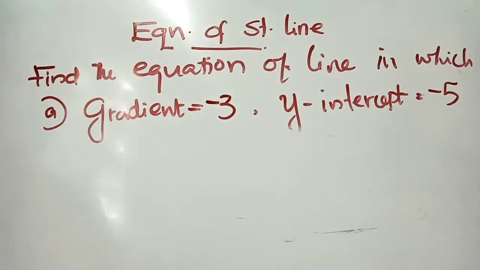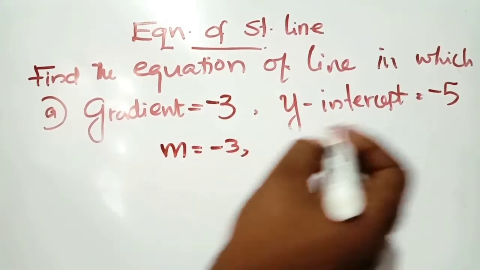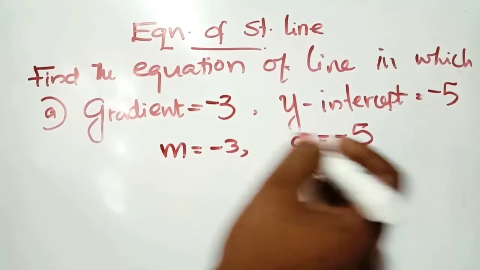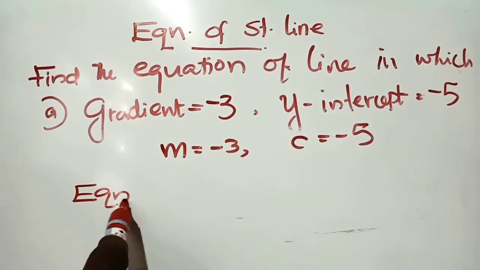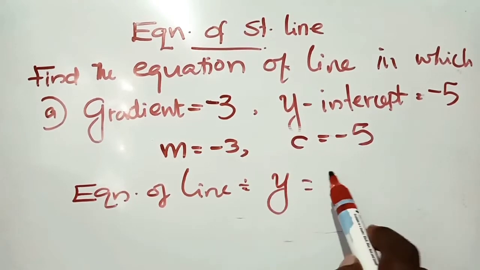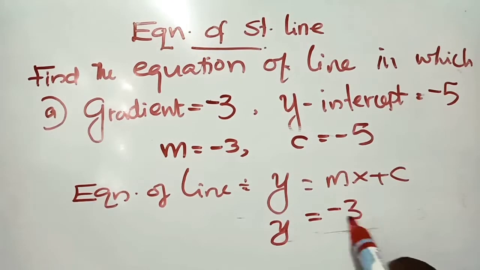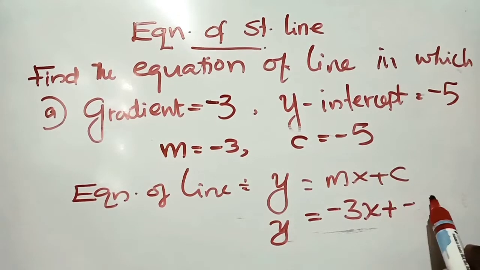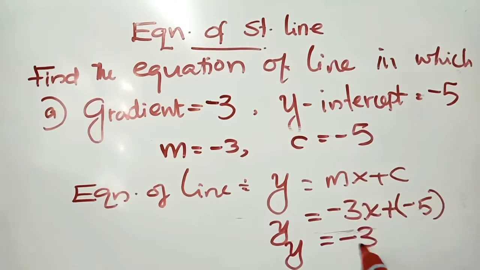Question 2 has gradient minus 3 and y-intercept minus 5. As the gradient is minus 3, we get m is minus 3 and c is minus 5. As per our formula, the equation of a straight line is y is equal to mx plus c. That implies y equals minus 3x plus minus 5. That is y equals minus 3x minus 5 as a result.